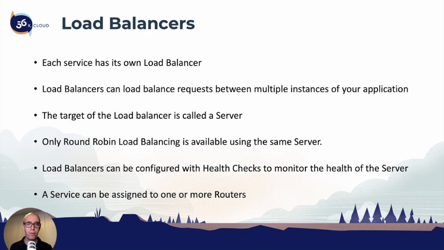So in the previous world of load balancers where we actually used physical servers, the load balancer would actually connect to a server. So the server is the endpoint where it's load balancing to. And now the server is our application. So that means when the load balancing is occurring, the load balancer is actually routing traffic between the instances of your application. Hence, it's called a server. Round robin load balancing is available when using the same server. If we have different servers, we can actually use weighted round robin, which we'll cover in a different section.